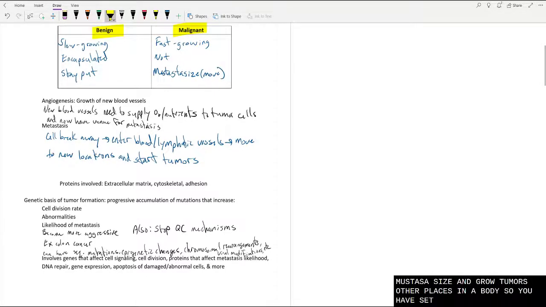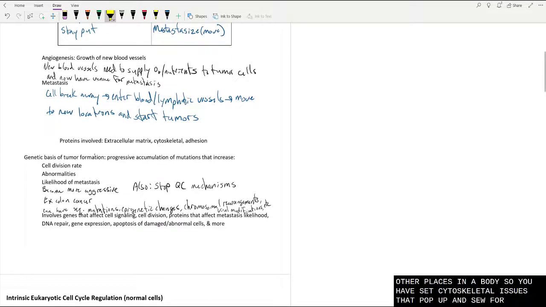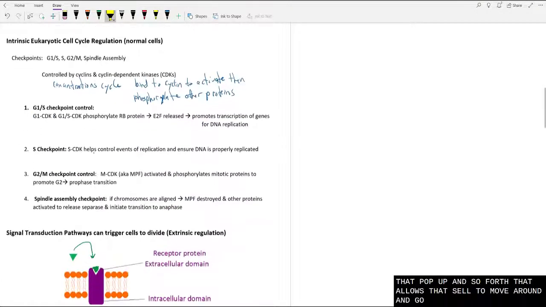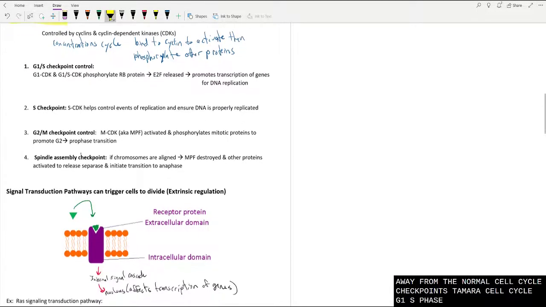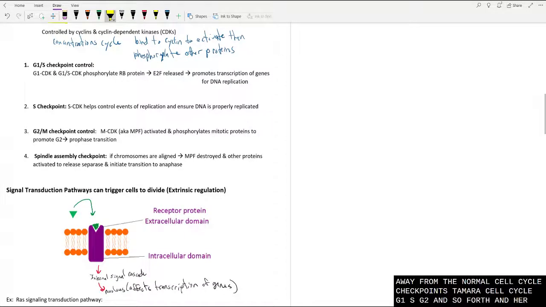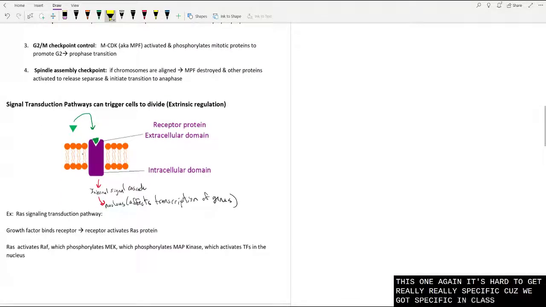So you have cytoskeletal issues that pop up and so forth that allow that cell to move around and get away from the normal cell cycle checkpoints. So remember, cell cycle, G1, S phase, G2, and so forth. And for this one, again, it's hard to get really, really specific because we got specific in class, so I won't get that specific on the exam. If you did the quiz for this one and all the previous chapters, I used a lot of similar questions from the quizzes on this exam for the multiple choice.